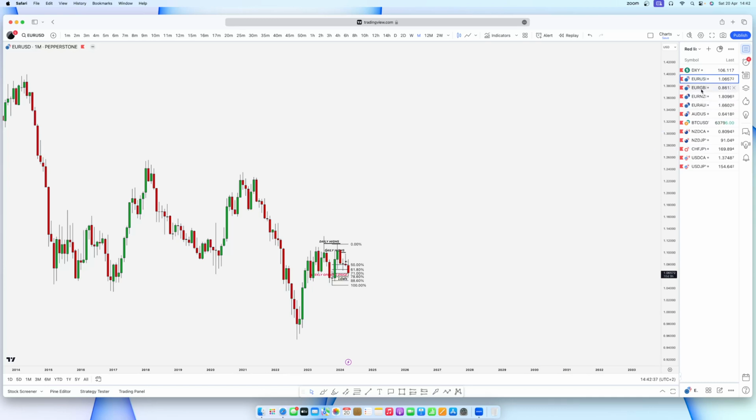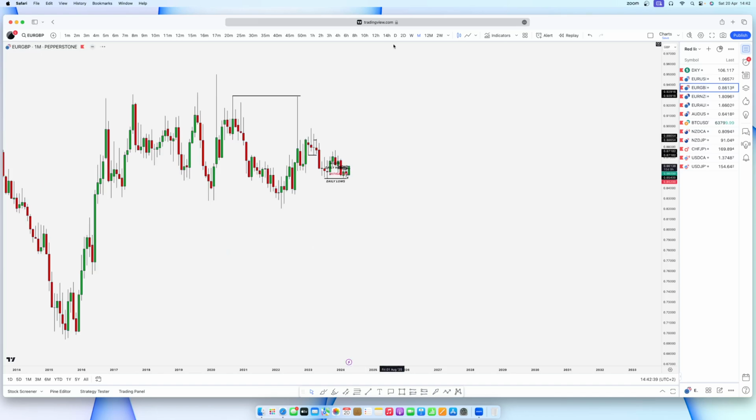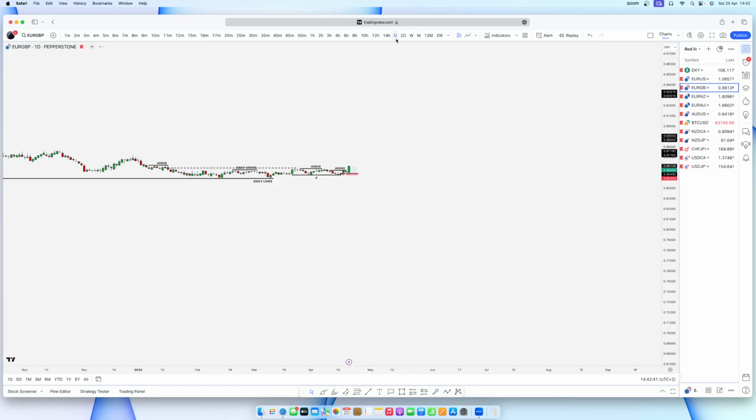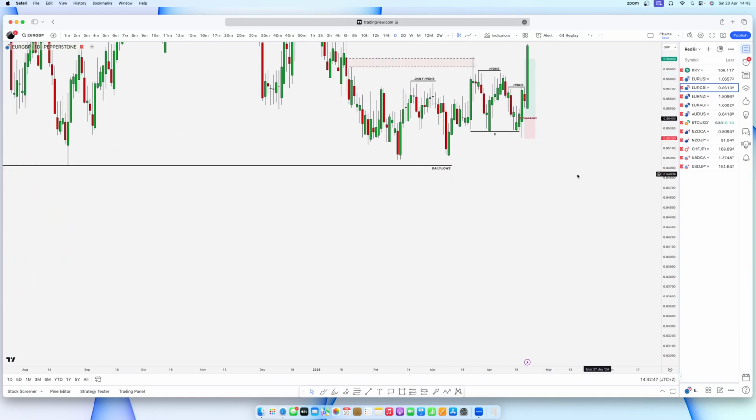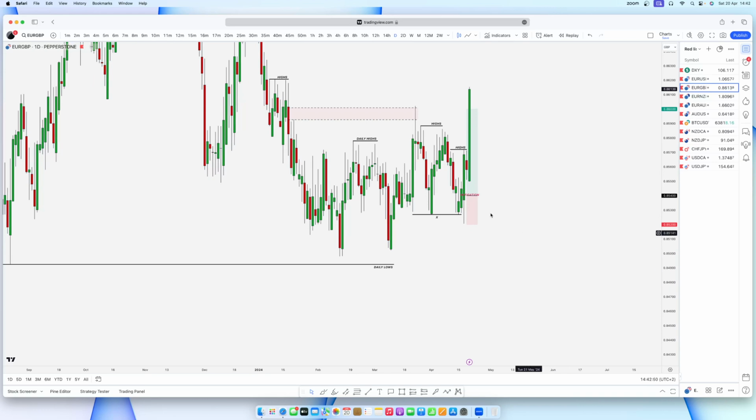And then next on my radar is Euro GBP. Euro GBP, boom, this asset just went to the moon without me, right? So I had my limits here on, I think, Thursday. Yes, on Thursday I wanted to buy. Was it Thursday?